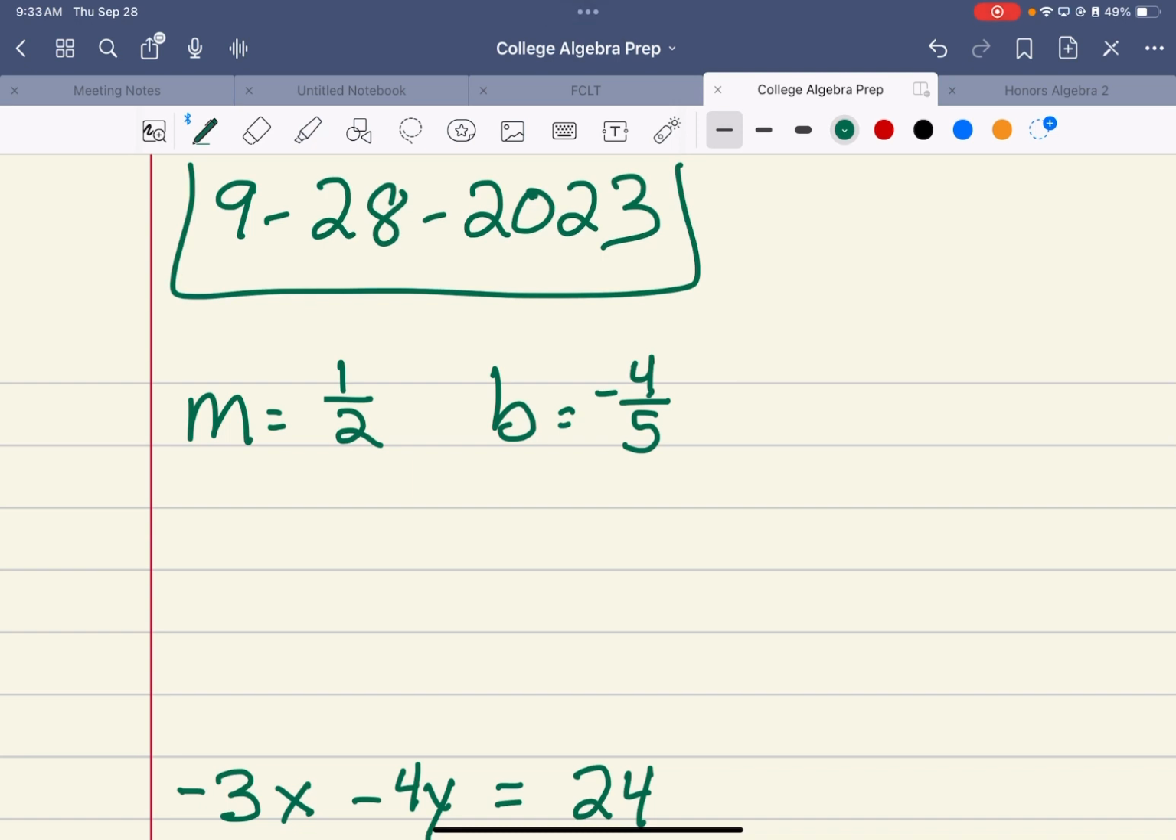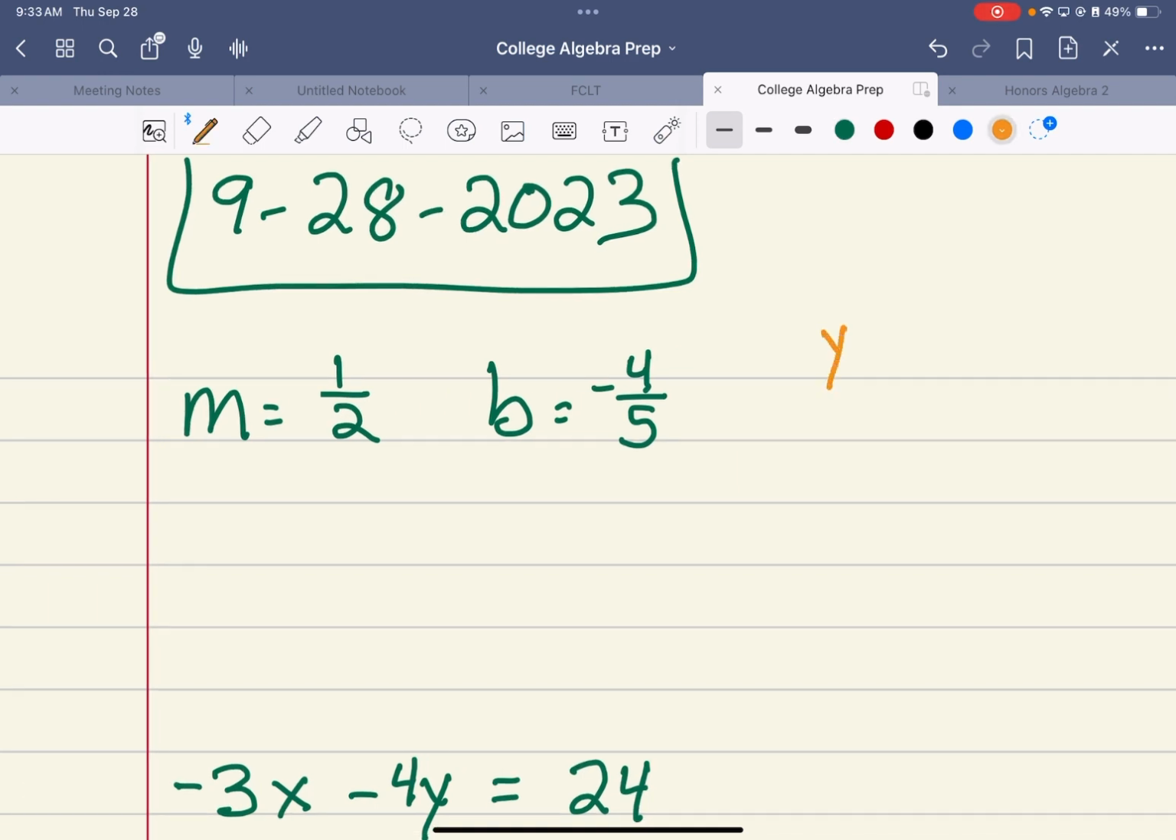For the first one, you're given a slope of 1/2. We're given a y-intercept of -4/5. We want to be able to write this in slope-intercept form.